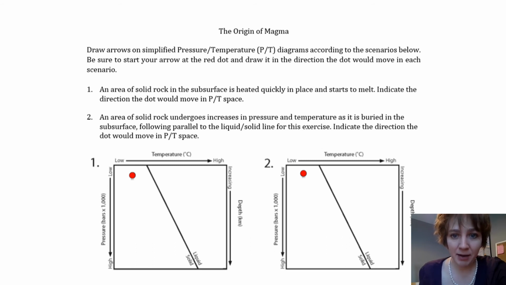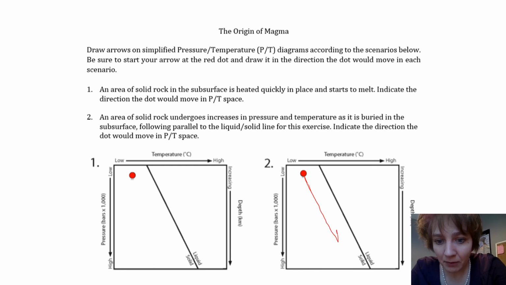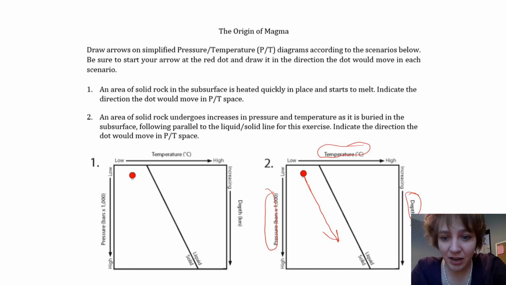Okay, this time our little dot of rock experiences both an increase in depth and an increase in pressure. An arrow describing this in PT space would look like this, okay? So as we go deeper into the earth and the pressure increases, the temperature also increases, and all of that happens parallel to the liquid solid line. In this case, it looks like no melting is going to occur.